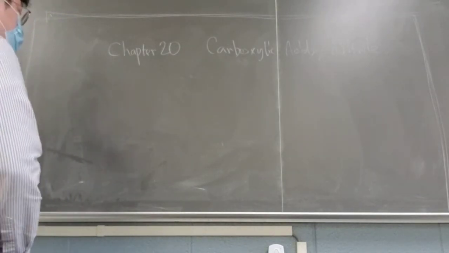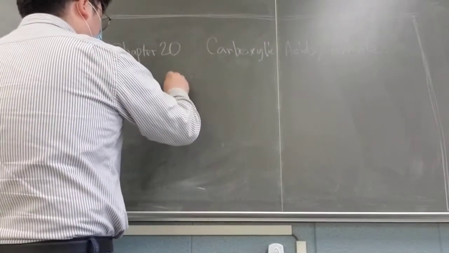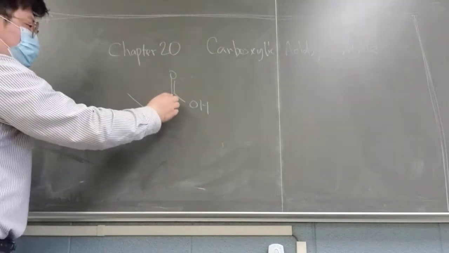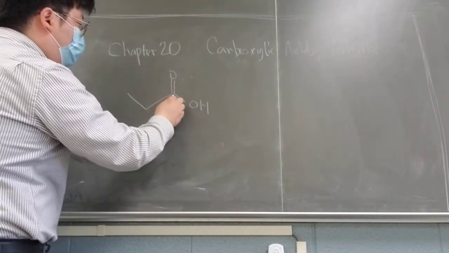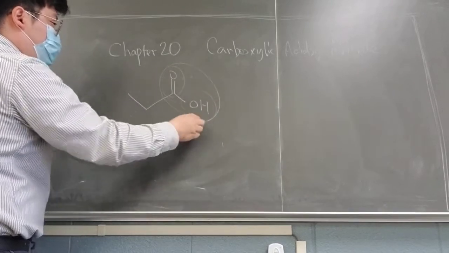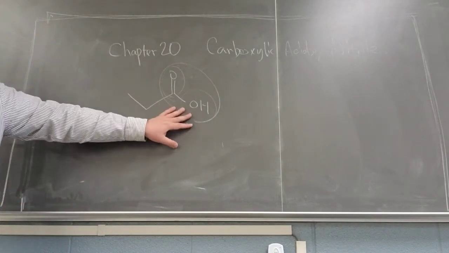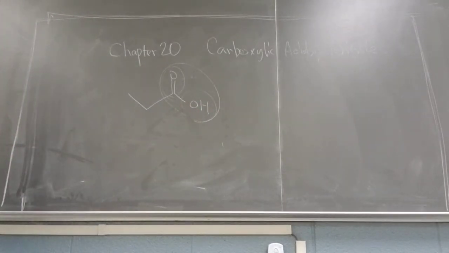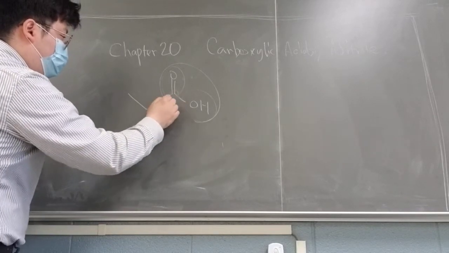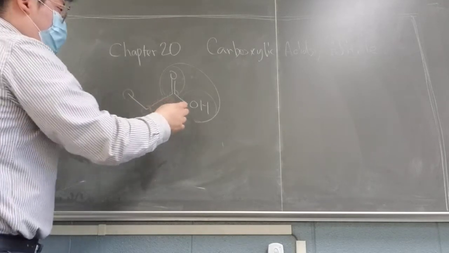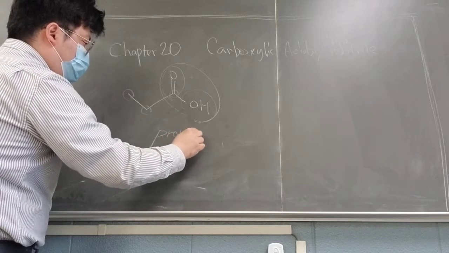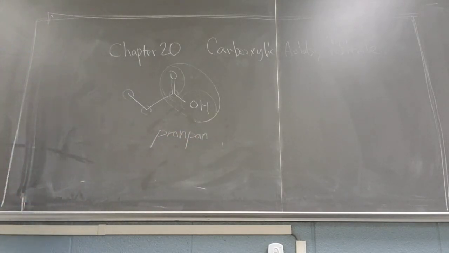So if we have this, okay, the carbonyl group here, and the hydroxyl group over here. In total, we have a carboxylic group over here, so this is a carboxylic acid compound. It's pretty much the same thing we've been doing for compound naming. You just count all the carbons over here, and we have 3 carbons here, so it'll be propane.